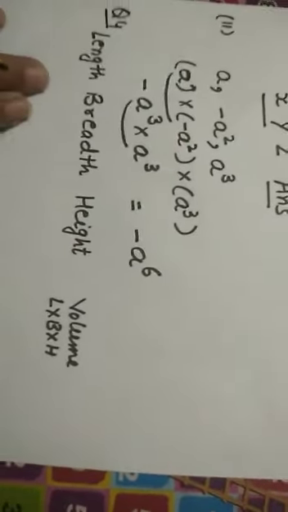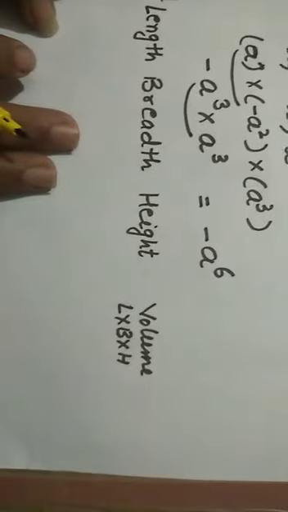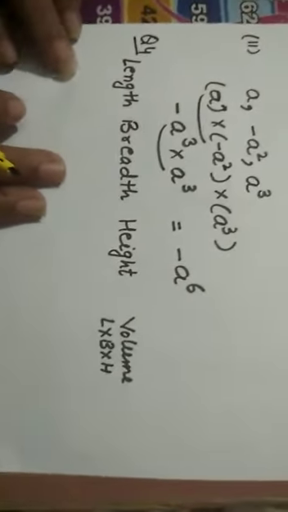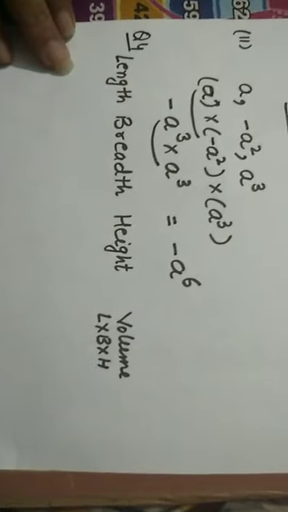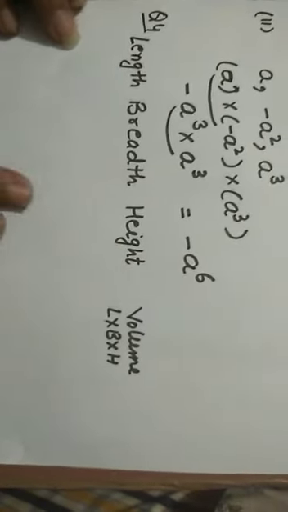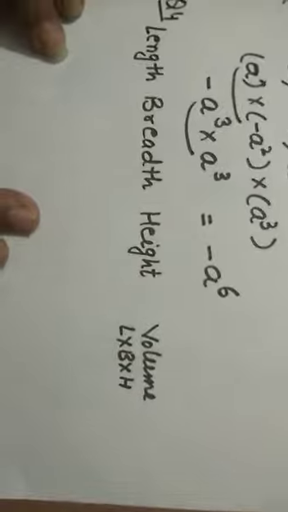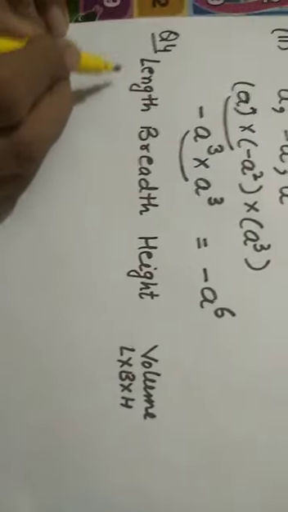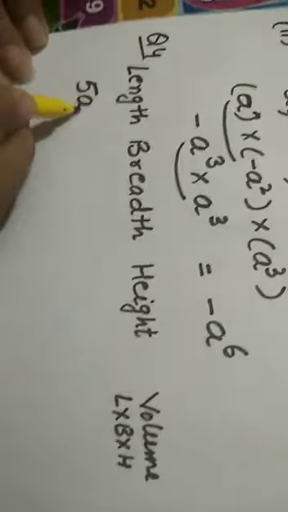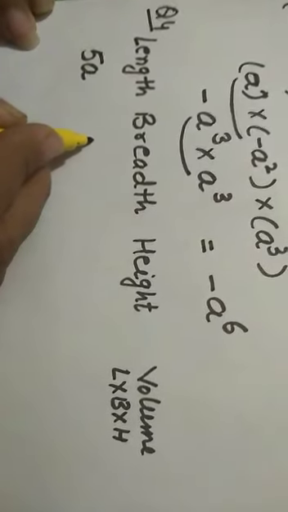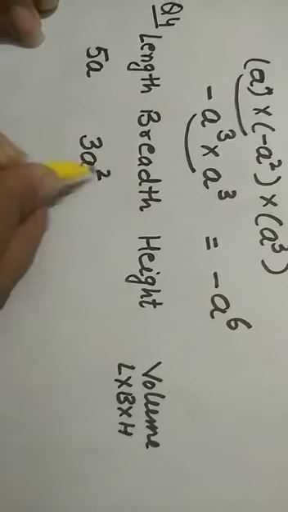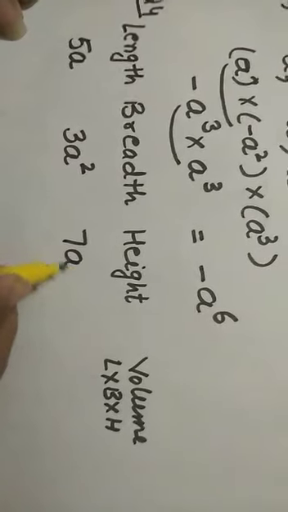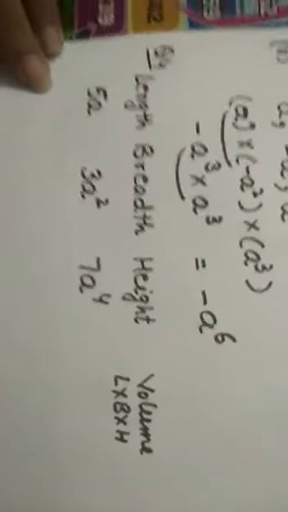Now next we have question number 4. We have completed question number 5 first. Now we are doing question number 4. Obtain the volume of rectangular box with the length, breadth and height respectively. Length, breadth and heights are given to you. In the first part they have given length is 5a, breadth 3a square and height is 7a raised to the power 4.